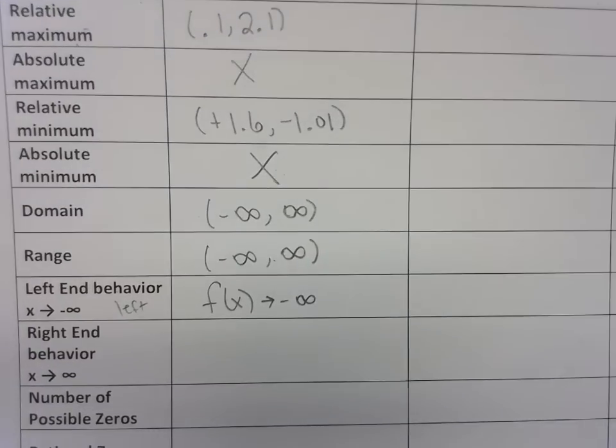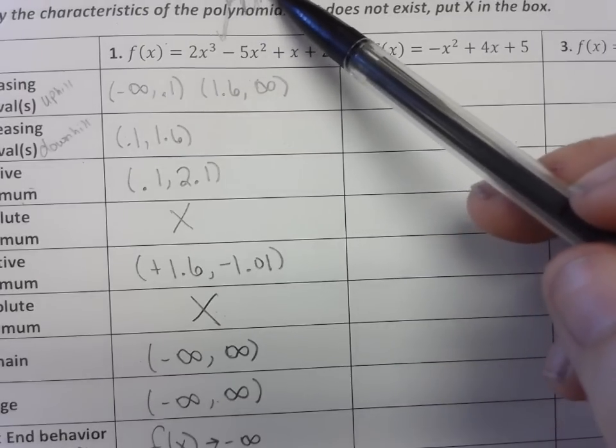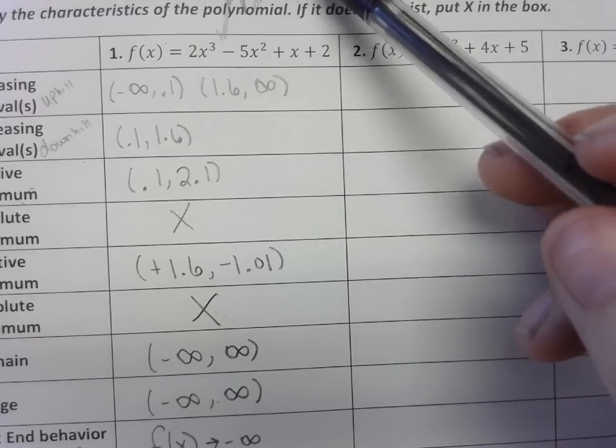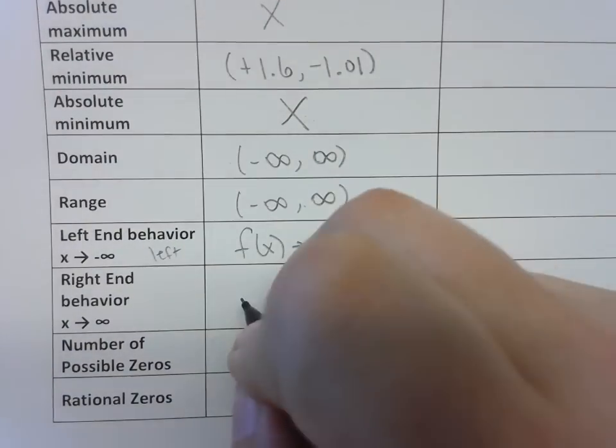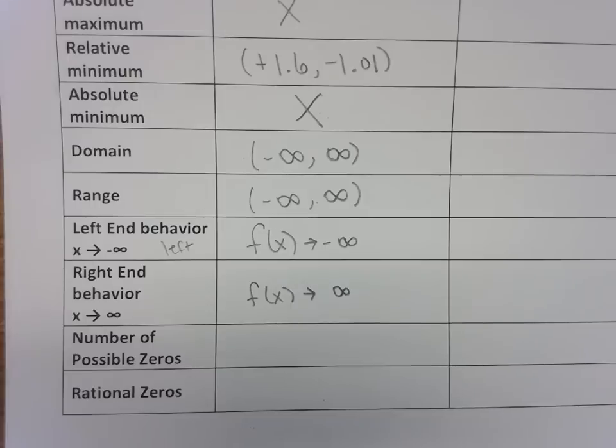Right-end behavior. As you're going to the right, what's happening as we move to the right on this function? Well, this is going higher and higher and higher, so the function value is going to positive infinity.